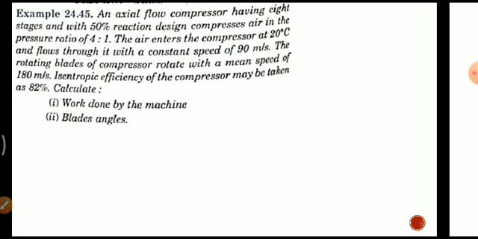So here is an axial flow compressor having 8 stages with a 50% reaction. Design the compressor for air with pressure ratio 4:1. Pressure ratio is given, P2 and P1 will be in the ratio of 4:1. The air enters the compressor at 20 degrees Celsius. T1 is given as 20 degrees Celsius and it flows through it with a constant speed. Velocity of flow is given 90 meter per second. The rotating blades of the compressor rotate with a mean speed of 180 meter. Blade velocity is given as 180 meter per second. Isentropic efficiency of the compressor can be taken as 82%.